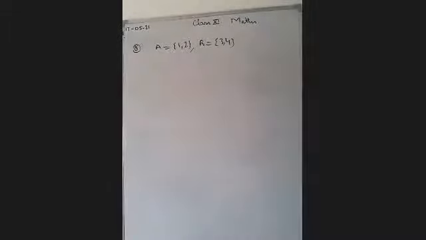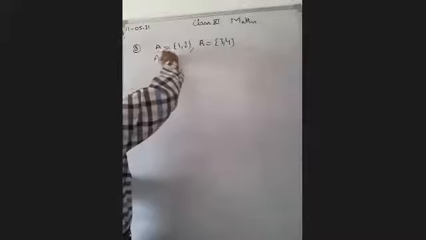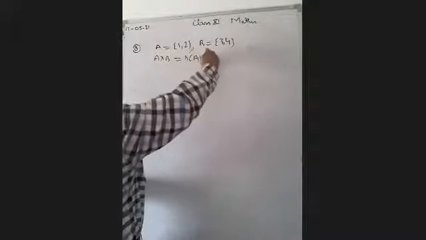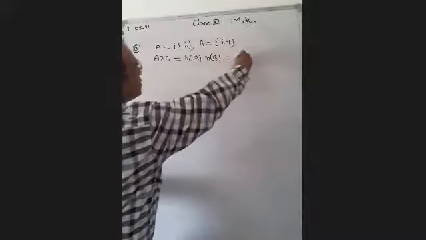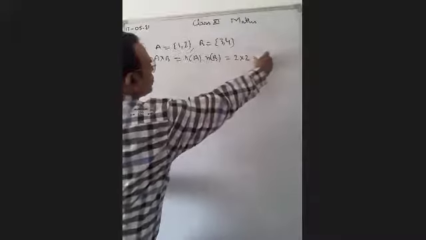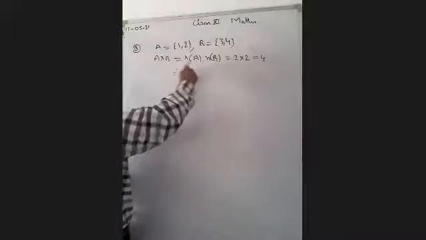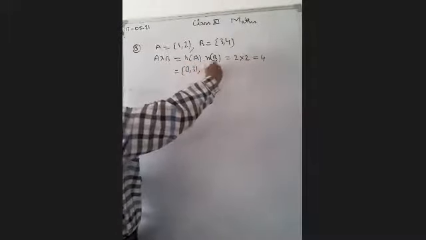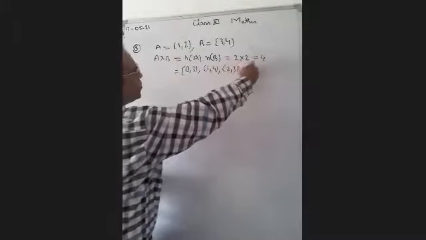List them. So for A cross B, first of all the number of elements of A cross B will be the number of elements of set A times the number of elements of set B. That is 2 into 2, which is equal to 4. What will be the elements? Now we can find the elements: (1,3), (1,4), (2,3), (2,4).